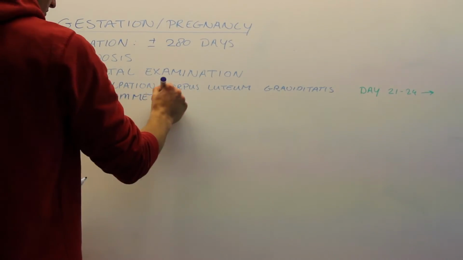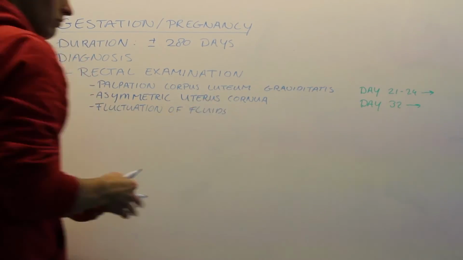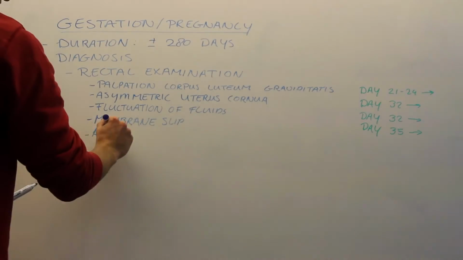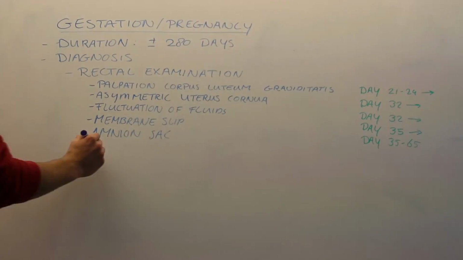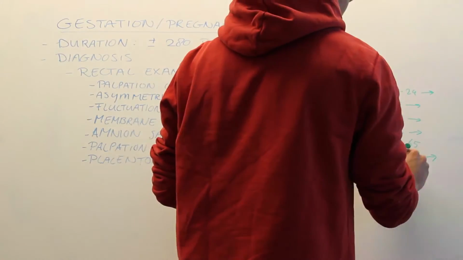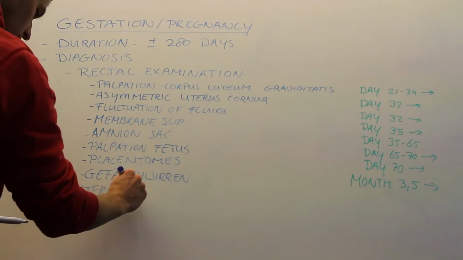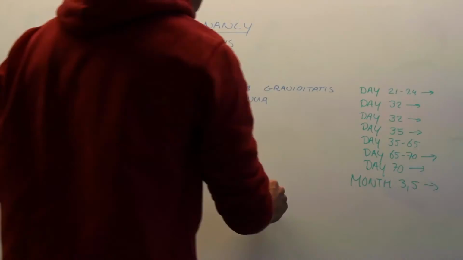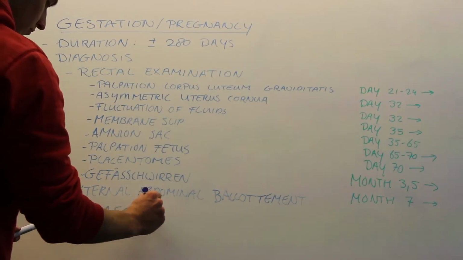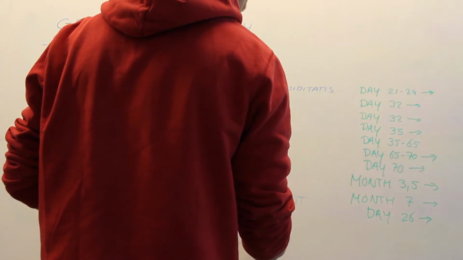The methods include rectal examination, where one can feel the corpus luteum graviditatis, the asymmetry of the cornua of the uterus, the fluctuation of fluids, the membrane slip, the amnion sac, the fetus itself, the placentomes, and the Gefäßschwere. In addition to rectal palpation, the calf can be felt externally through abdominal ballottement. Ultrasound can also be used transrectally, and pregnancy-associated glycoprotein can be measured in the blood.